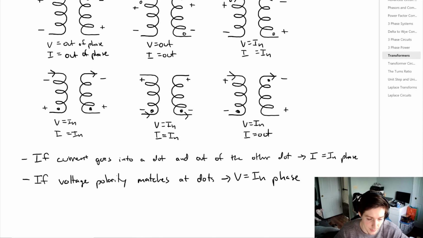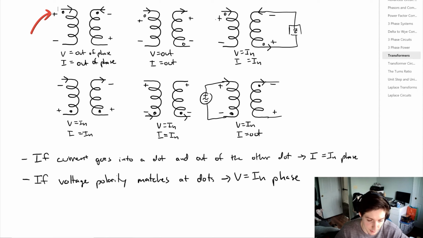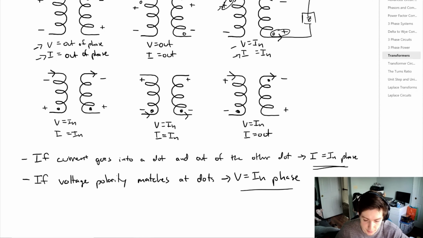So let's look at the first one. We have current going into a dot, and we have current going into a dot. That doesn't really line up with this, so the current would be out of phase. Now the voltage polarity at the first dot is plus minus, and the voltage polarity at the second dot is minus plus. So these don't match, which violates this condition, so the voltage is out of phase. Let's pick another one at random. Let's go top right. We have current going into a dot, current going out of a dot. Matches our condition, current is in phase. Now at the dot, we have a plus, so that would be our polarity. And at this dot, we also have a plus, so the voltage is in phase.